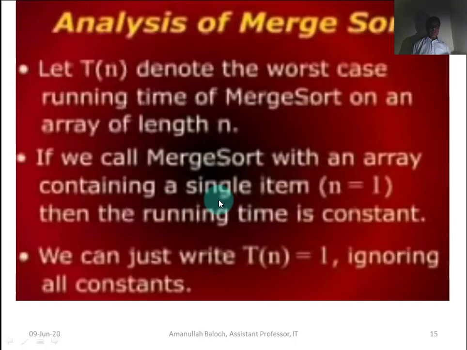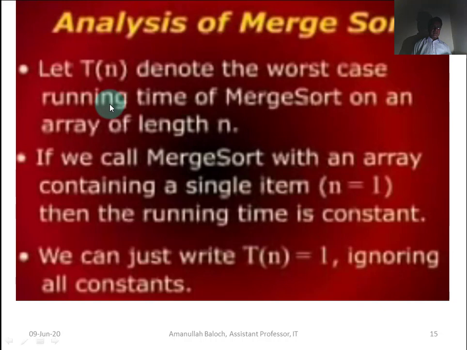we try to understand and analyze the merge sort algorithm, and firstly we will construct the recurrence relation. How is the recurrence relation constructed? Let T of n denote the worst case running time of merge sort on an array of length n. As we have already mentioned, there are n elements in an array, so what will be the total time for n elements? T of n means the total time of n elements. Then we have to find the total time of n elements which the processor consumes during the sorting process.